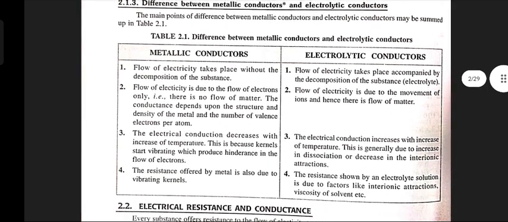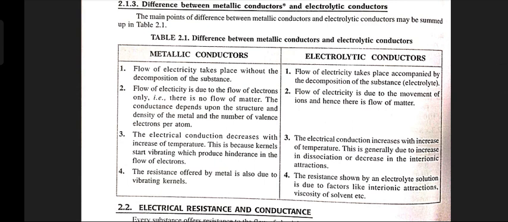The difference between the metallic and electrolytic conductors. In metallic conductors the flow of electricity takes place without the decomposition of the substance, whereas in electrolytic conductors the flow of electricity takes place accompanied by the decomposition of the substance, like the electrolyte. In metallic conductors, the electrical conduction decreases with the increase of temperature, whereas in the electrolytic conductors, the electrical conduction increases with increase of temperature.